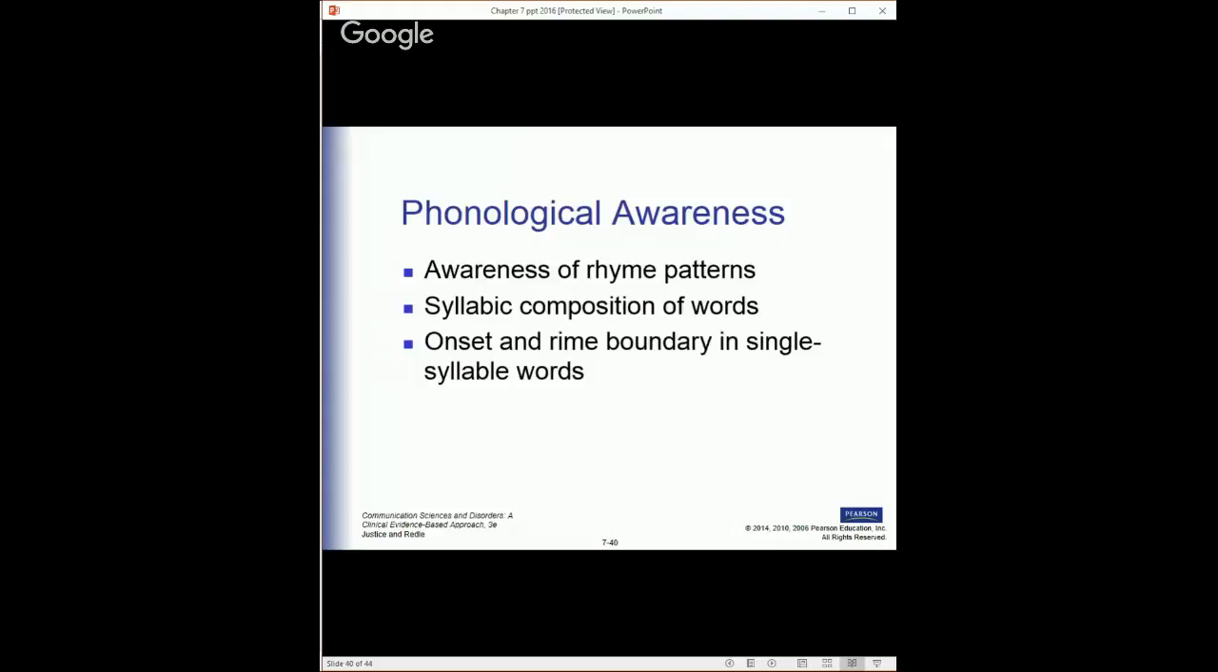Onset and rhyme boundary in single syllable words. For example, breaking a word up, b, ike, and being able to put those back together and say bike. Initial sounds in words. What sound do you hear at the beginning of bike? B. A child will be able to pick that out separate from the entire word.